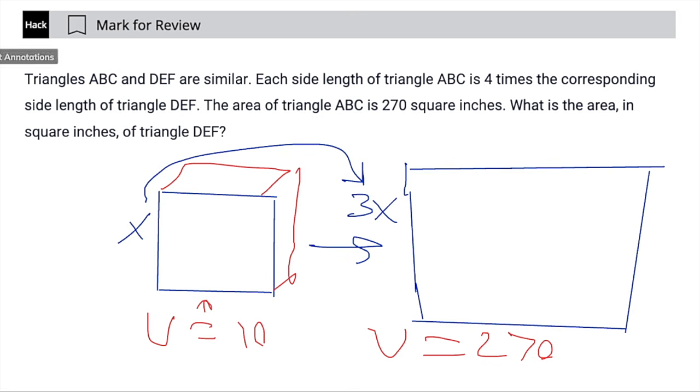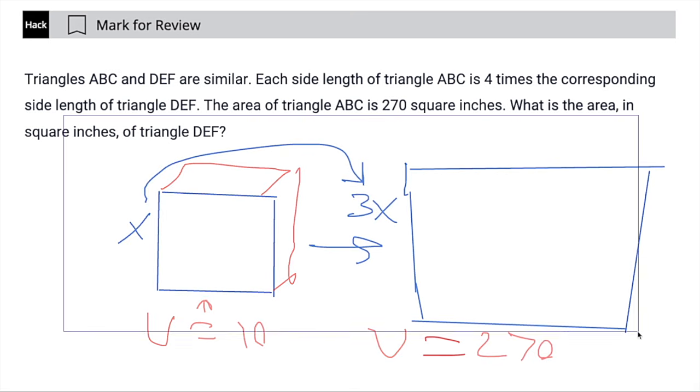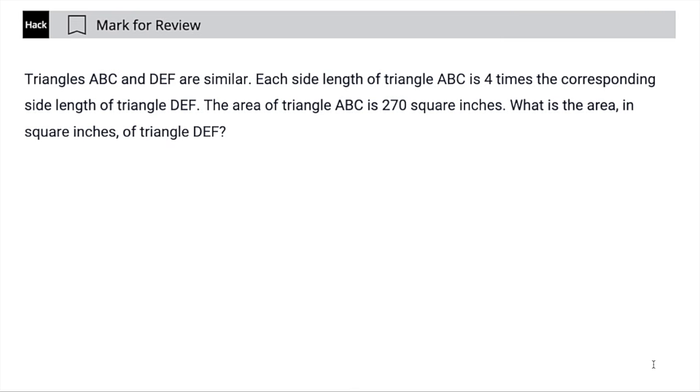Anyway, with all that in mind, let's look at this question. If you want to pause and try it using what I just taught you, go ahead. But here we go. Basically it's telling us that ABC is 4 times bigger than DEF. It is also telling us that ABC is 270. So basically our scale factor is going to be 270 for area.